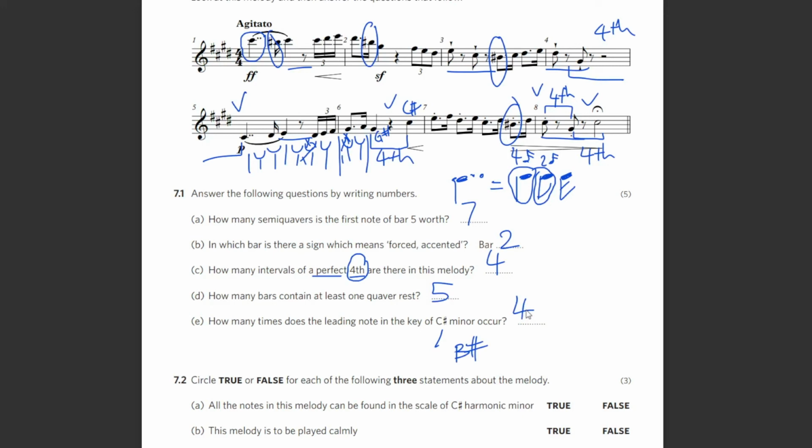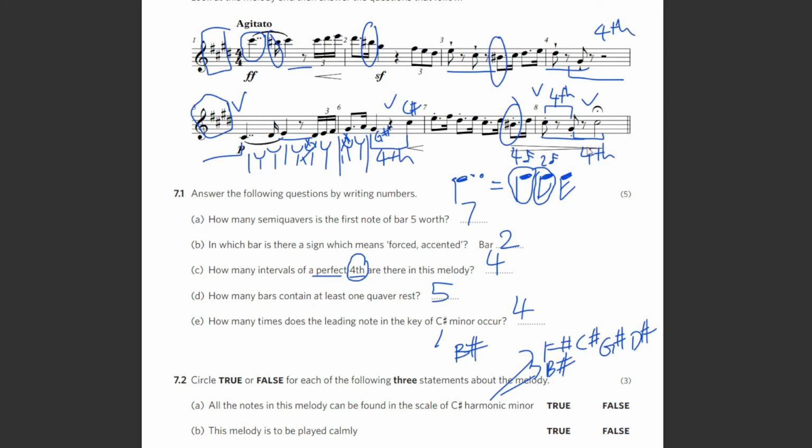Okay, next 7.2, circle true or false for each of the following 3 statements about the melody. So all the notes in this melody can be found in the scale of C sharp harmonic minor. Okay, so C sharp minor has F sharp, C sharp, G sharp, and D sharp as the key signature, which is what we have here. Okay, and harmonic minor, you'll sharpen the 7th note, which is B sharp. So I have the key signature already. I don't see any natural around.